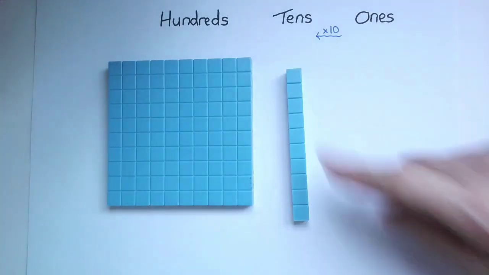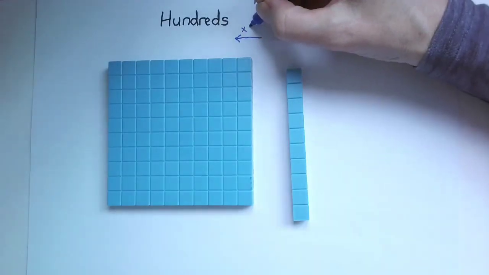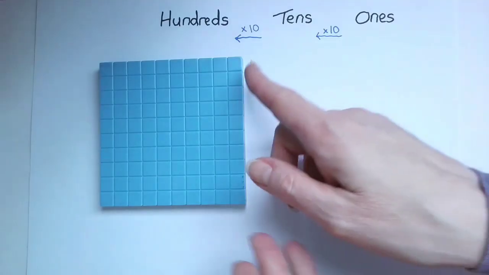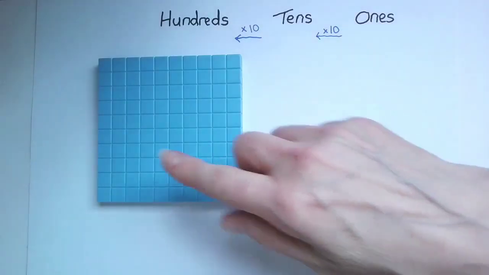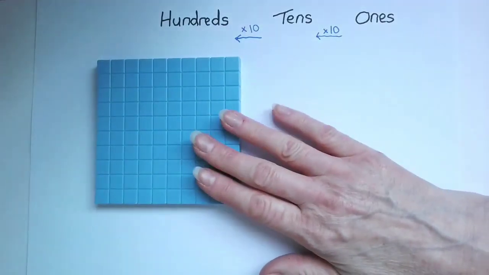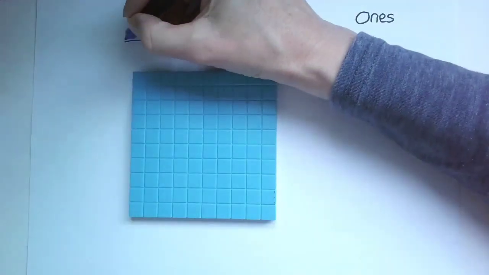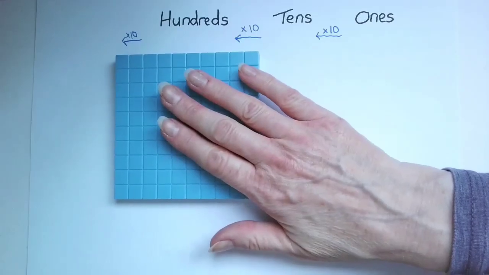So 10, if we multiplied it by 10, became 100. So we're thinking about moving one place along every time we multiply by 10. If we kept going and multiplied 100 by 10, so 100 multiplied by 10 would become 1000, and we would have our thousands column. But we're going to stick just for now with our ones, tens, and hundreds. So I've got my 100.